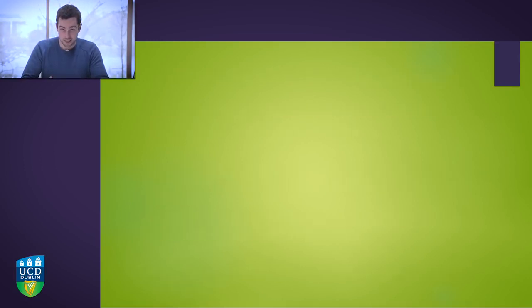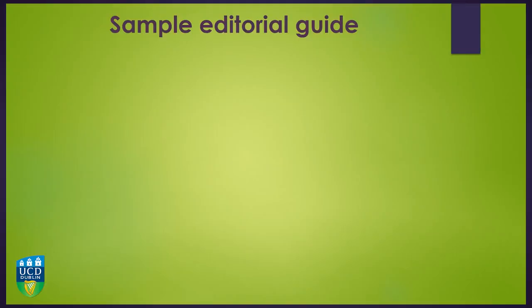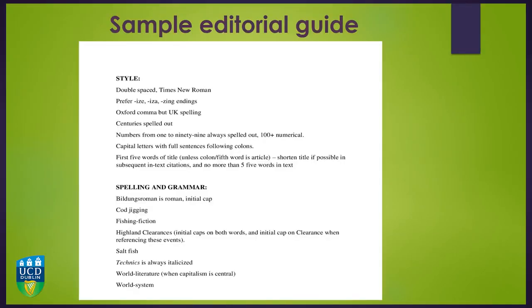So at this stage, you can now confirm your master editorial guide. You've run through that full checklist and you've spotted the errors and stylistic incongruencies that you need to fix throughout your essay. So what does an editorial guide look like? It looks something like this. In the first section, you have your style. So double-spaced Times New Roman, prefer IZE, IZA, ZING endings. That's instead of ISE, ISA, SING endings.